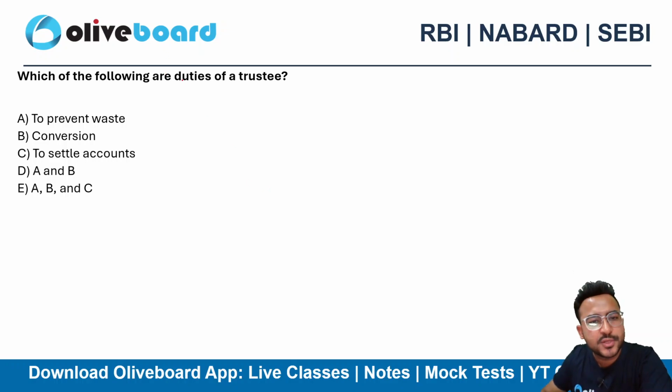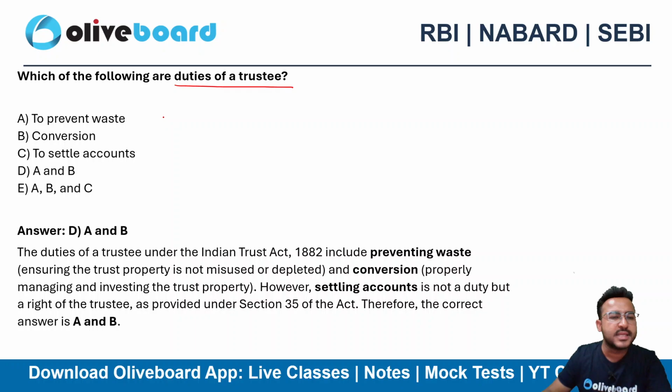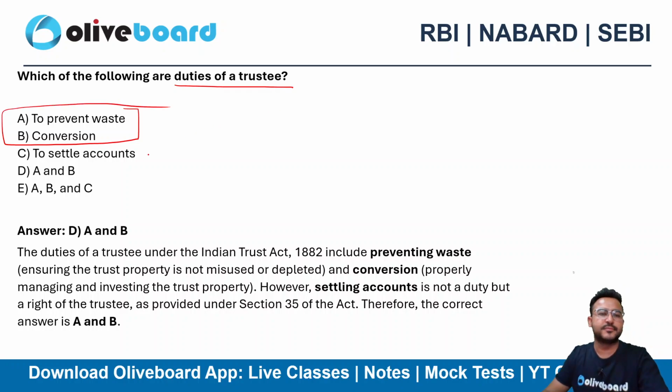Next is, which of the following are duties of the trustee? To prevent waste, conversion, to settle accounts, A and B, या फिर A, B and C. Correct answer here is A and B. Prevent waste and conversion, right? That's the correct answer.